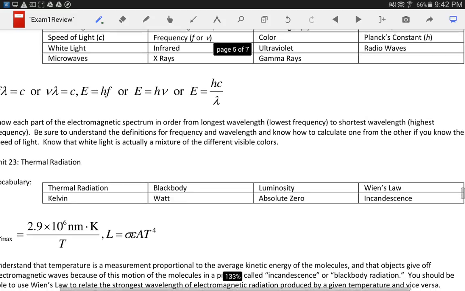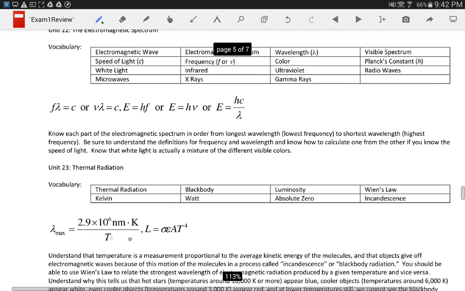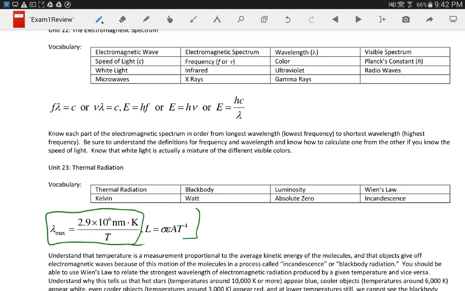Okay, getting almost done here. Yeah, there's Wien's law. I thought it was up higher. Anybody remember what the name of this second law is? We have Stefan and Boltzmann's names attached to it.